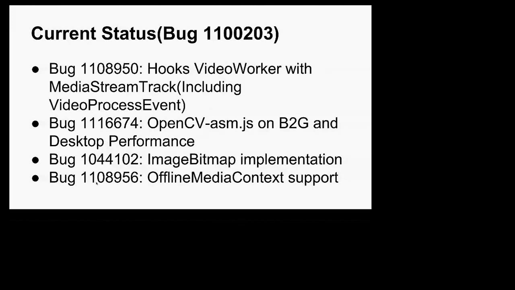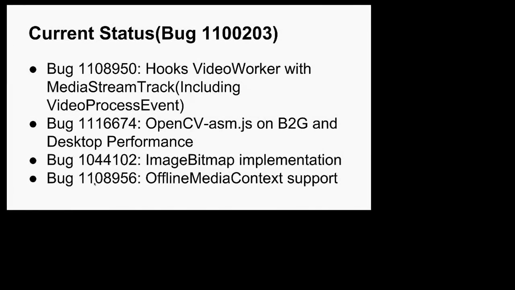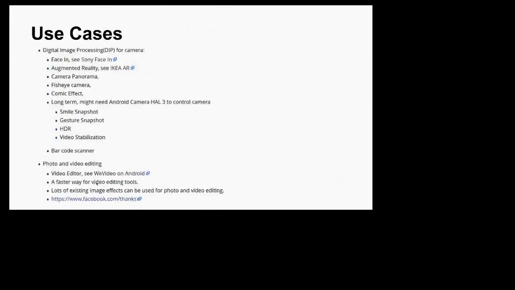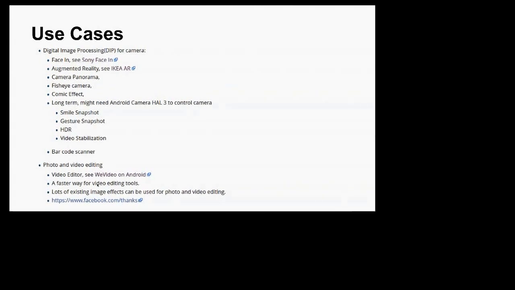So that's a use case. You can use FoxEye for a facing or AR camera, panorama, fisheye camera, comic effect, and some filter effects. Also, for the camera HAL3, we can use things like smile, snapshot, gesture, HDR, and video stabilization. And also, you can use FoxEye to do some video editing and also some photo editing.